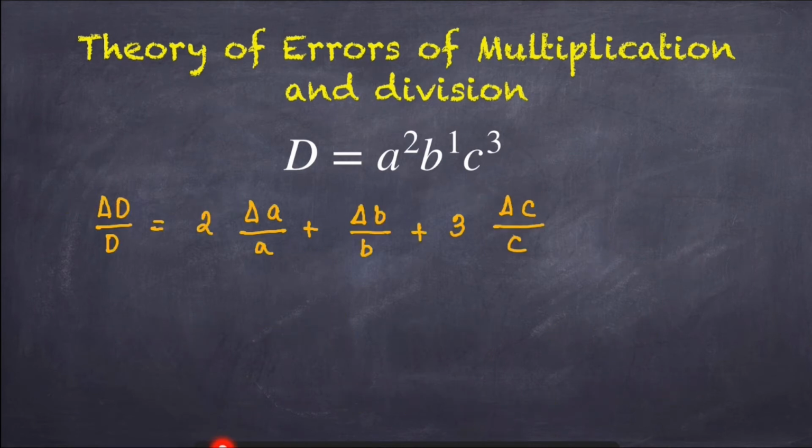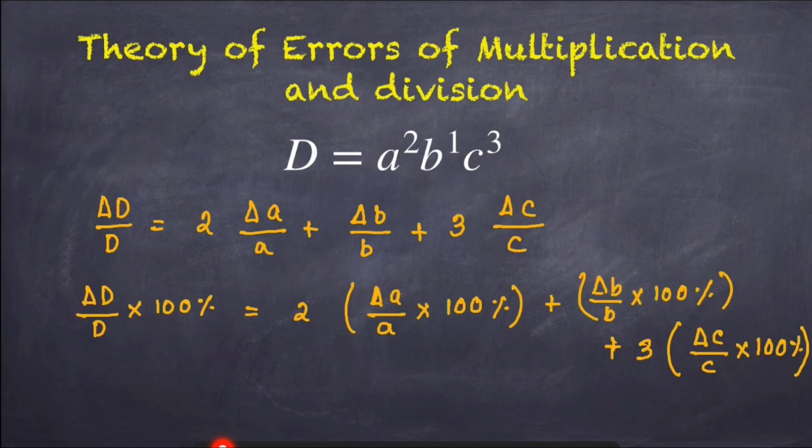This is the expression that we got using the theory of errors. Now I am multiplying 100% with every expression. So delta D by D into 100% will be equal to 2 times delta A by A into 100% plus delta B by B into 100% plus 3 times delta C by C into 100%. So from here I can write that.